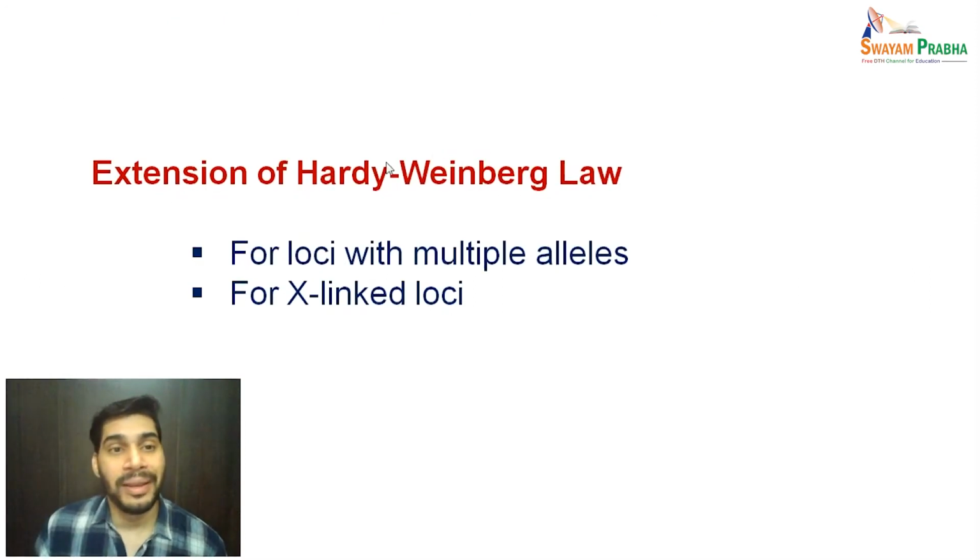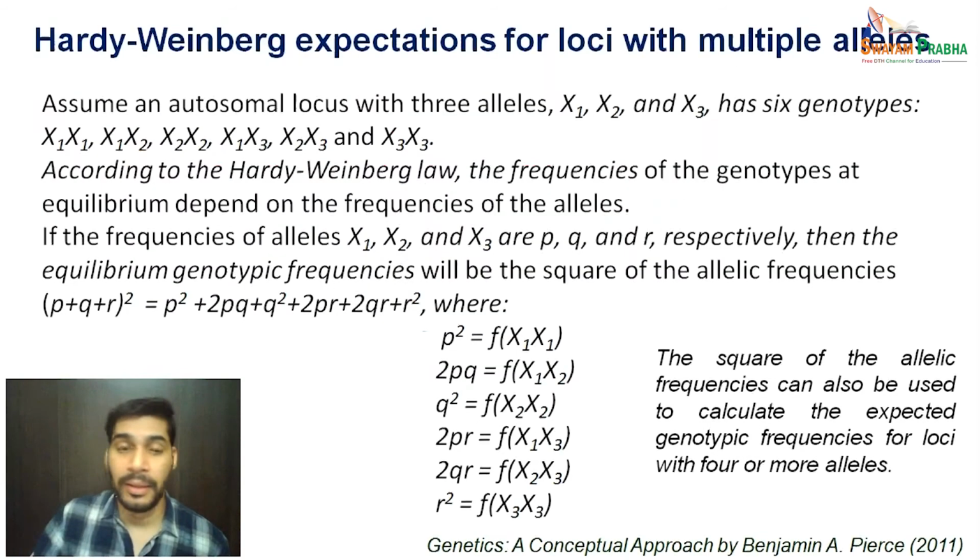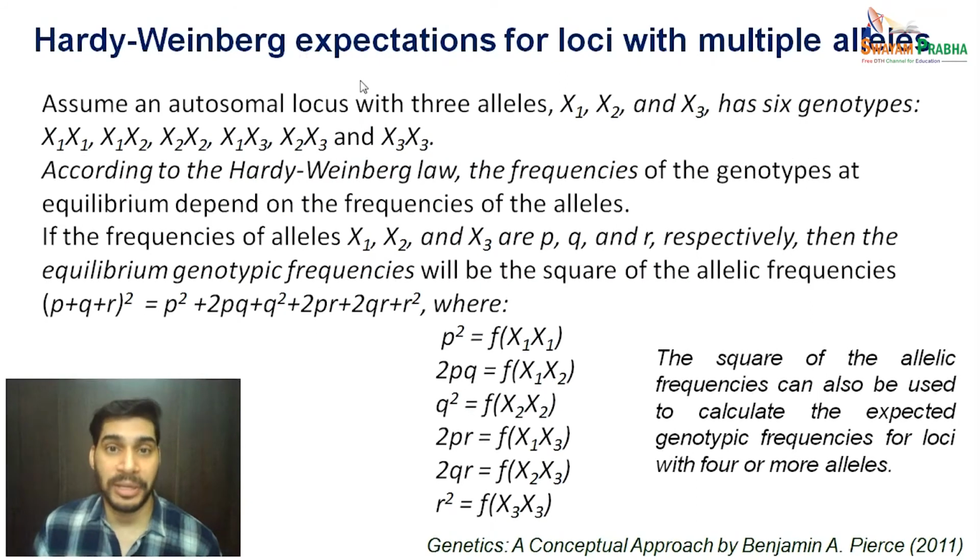Now, let us see whether the Hardy-Weinberg law operates in other conditions, that is the extensions, such as for loci with multiple alleles and for X-linked loci. Hardy-Weinberg law expectations for loci with multiple alleles: assume an autosomal locus with 3 alleles. So instead of just 2 alleles which we discussed previously, now there are multiple alleles, that is X1, X2 and X3, which gives rise to 6 different genotypes as listed here.